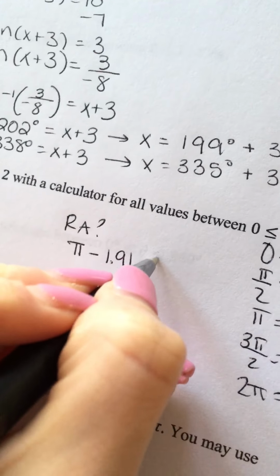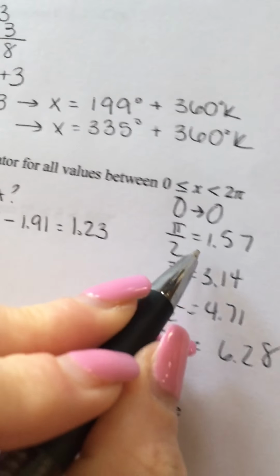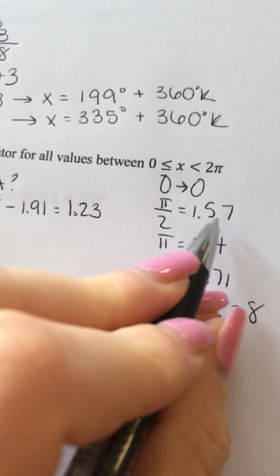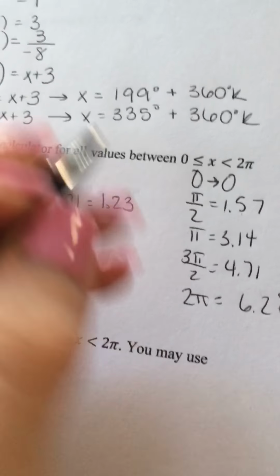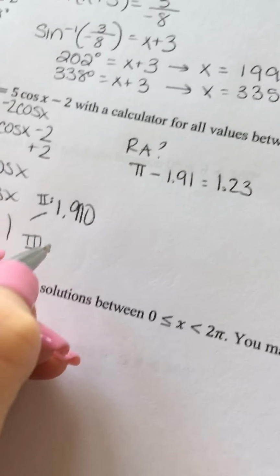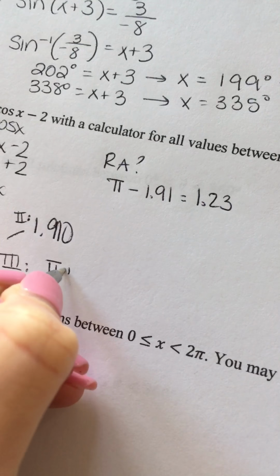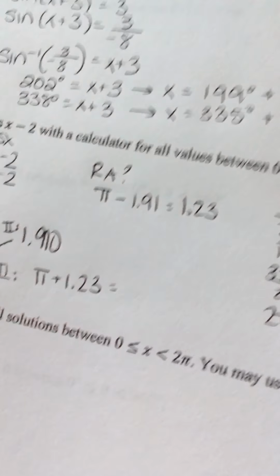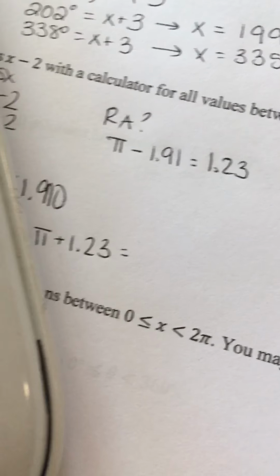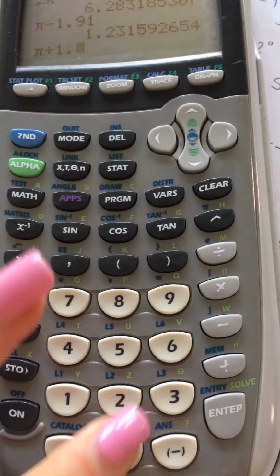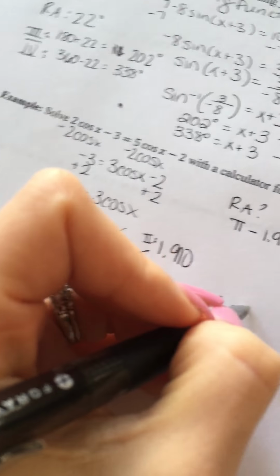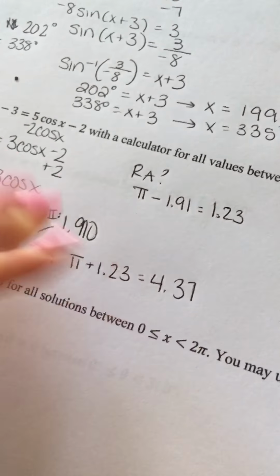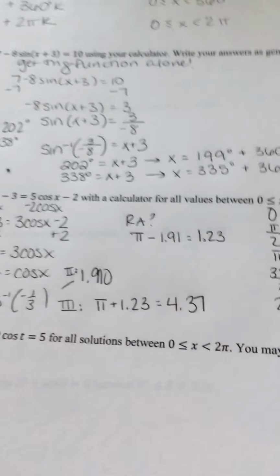Okay, 1.23. Now, I know that's a reference angle because it's a positive acute angle. And I know it's acute because it's less than pi over 2. It's less than 90 degrees. 1.57 is 90 degrees, 1.23 is less than that. So that's my reference angle. So in the third quadrant, what I'm going to do is add 1.23 to pi. We'll get 4.37.